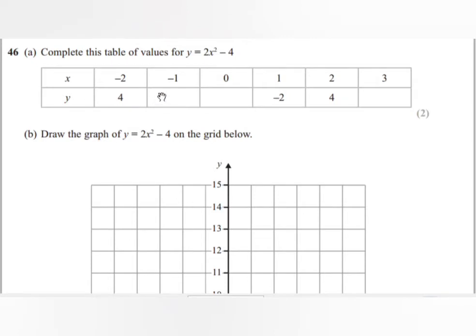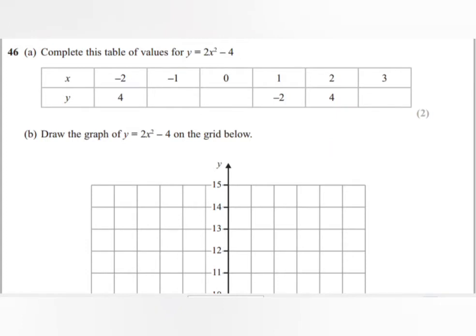Now, here we have x equals negative 1. In x equals negative 1, we're going to take negative 1, put it instead of x in the equation, and then square it, and then multiply it by 2, and then minus 4.